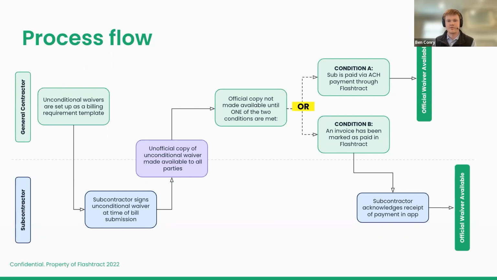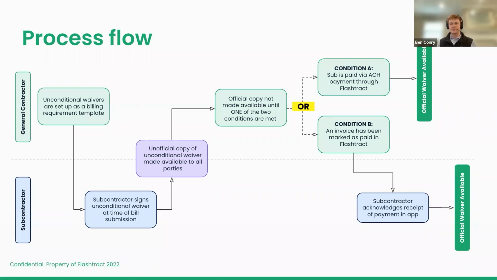So for those of you that aren't Flashtract customers, this is where in Flashtract you can go in and build a checklist of requirements that you would like to collect from your subcontractors with each invoice. So common billing requirements collected through Flashtract today are a payment application, a partial conditional lien waiver, a final conditional lien waiver. Some general contractors today use it to collect stored material backup if the subcontractor is billing for stored material. But today you would now set up an unconditional waiver, both partial and final, as a billing requirement.